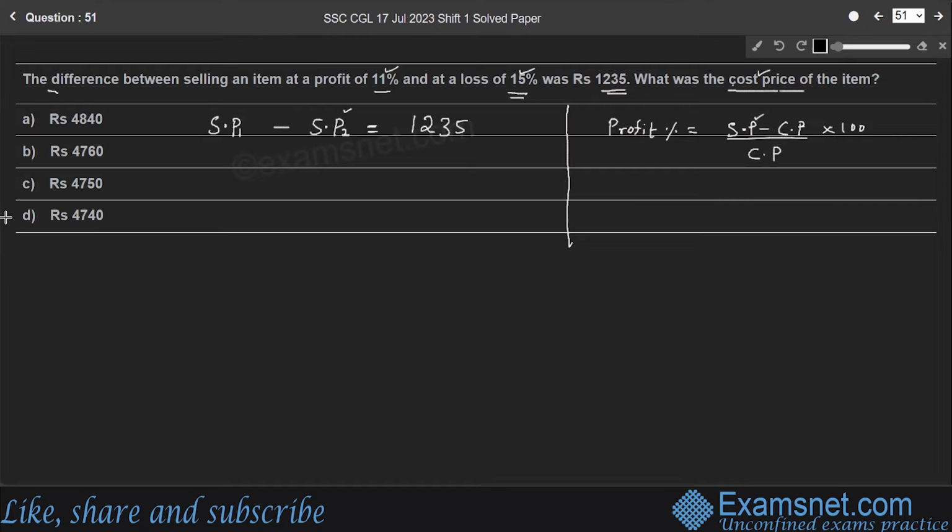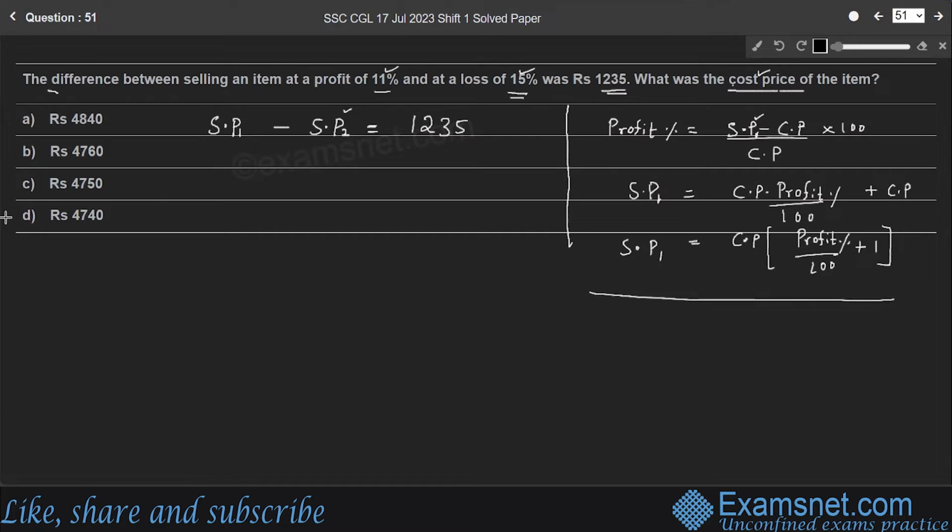Here we need selling price, so we'll consider SP as SP1. Therefore, SP1 is equal to, rearranging these terms, cost price into profit percentage divided by 100 plus cost price. So we can take cost price as common here: cost price into profit percentage by 100 plus 1 gives the selling price of an item when there is a profit.